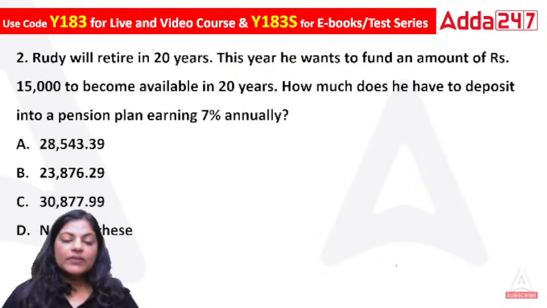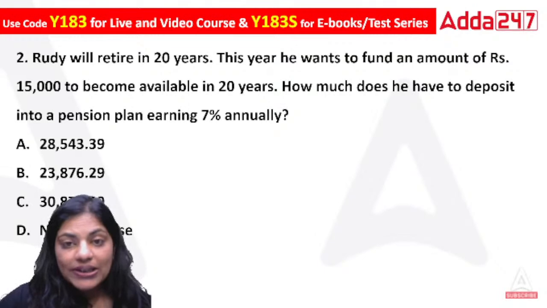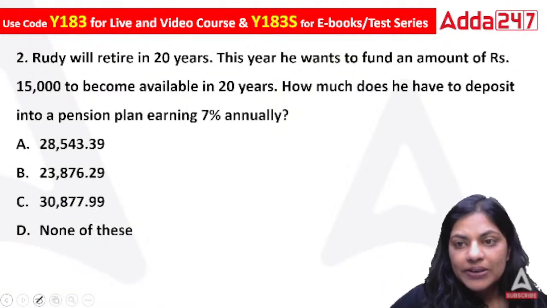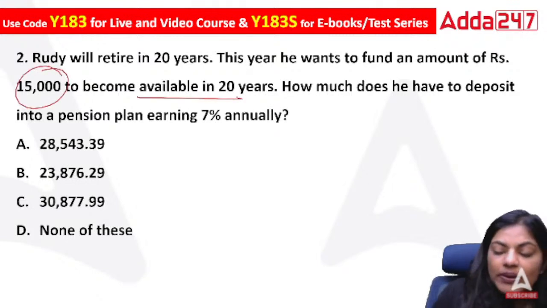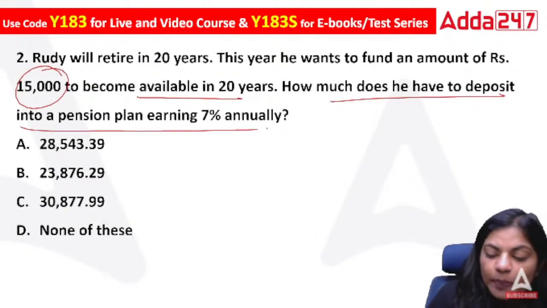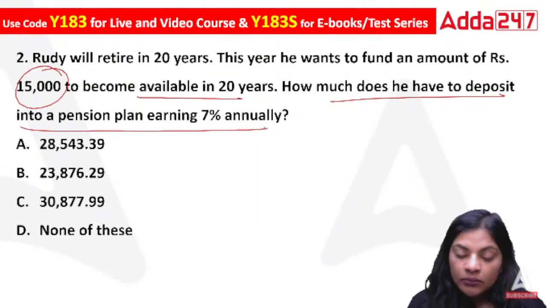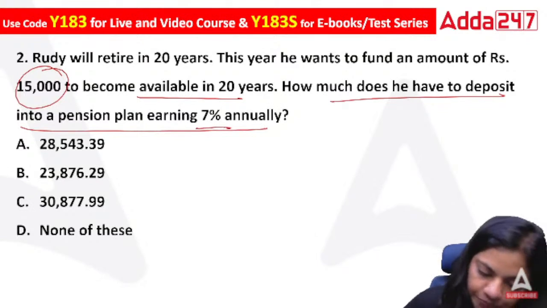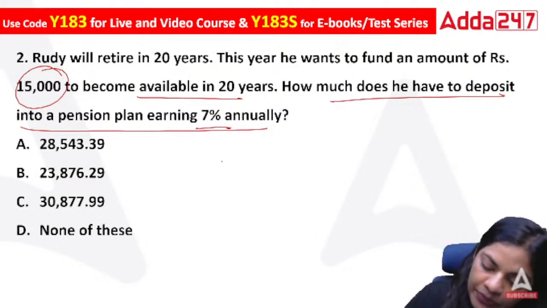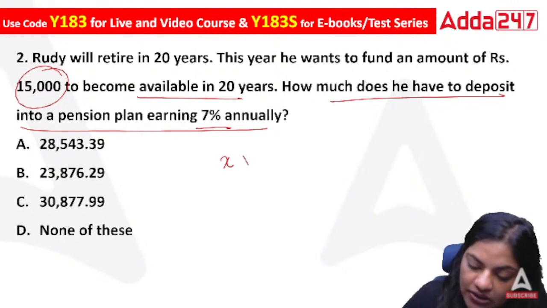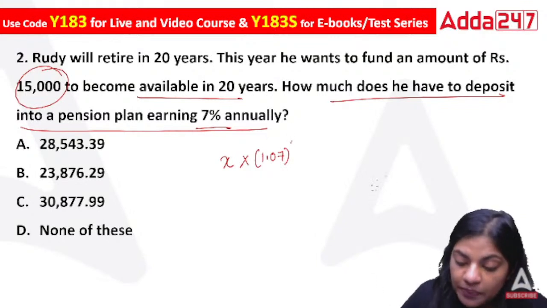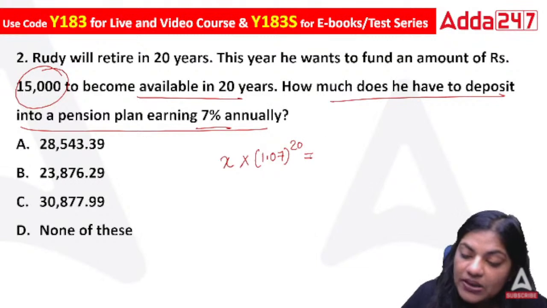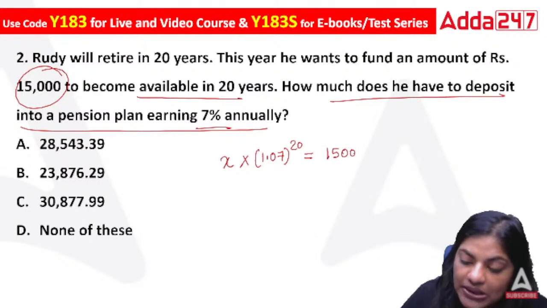Next one. Rudy will retire in 20 years. This is a moderate level question now. Right? So Rudy will retire in 20 years. This year he wants to fund an amount of rupees 15,000 to become available in 20 years. How much does he have to invest into a pension fund earning 7%? The amount is today X. He is not aware of how much amount he has to invest, but he knows that the market is at present offering a rate of return of 1.07. Time period is 20 years and he wants 15,000 rupees after 20 years.